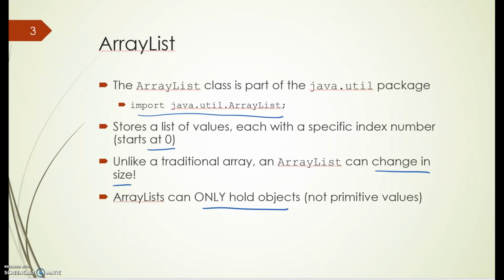An important detail is that ArrayList can only hold objects. So we cannot use an ArrayList to create an ArrayList of ints or doubles, but we could use them for strings or bank account objects or any other objects that we have created.